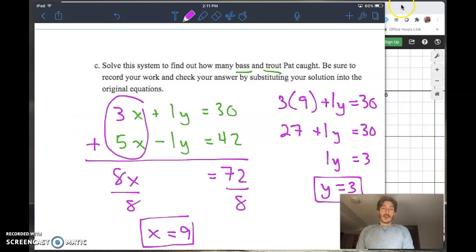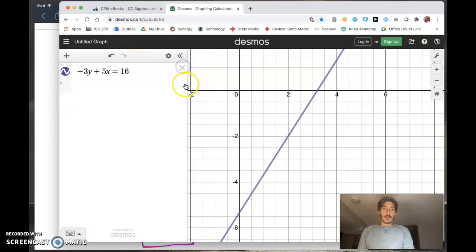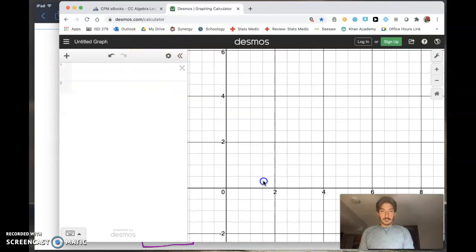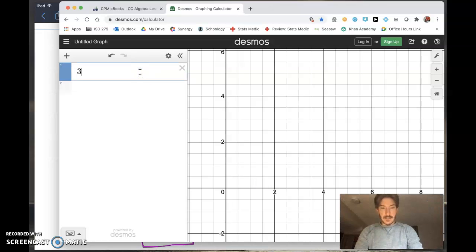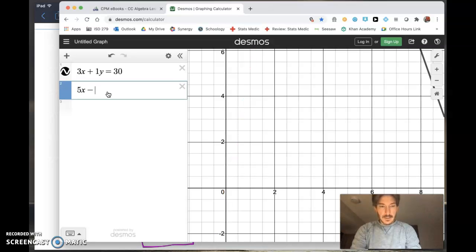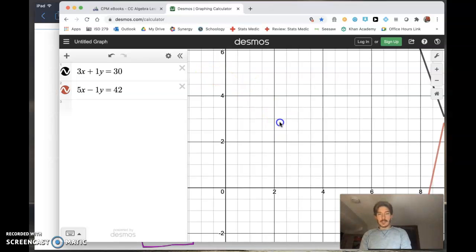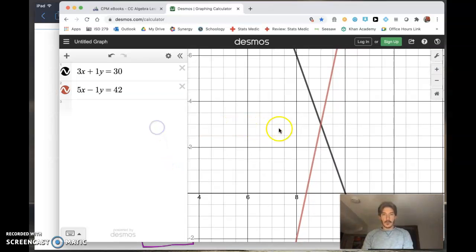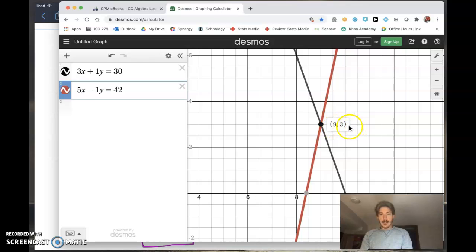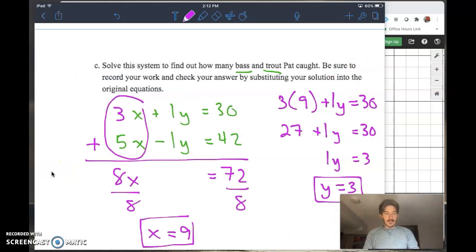However, another check option we have is Desmos. And I'm going to go ahead here. I'm going to clear my Desmos off, and I'm going to type this in: 3x plus 1y equals 30. I'm typing in exactly like I wrote it. And then I've got 5x minus 1y equals 42. Now, the thing I'm looking for, and I've got to adjust my screen, is that point of intersection. And there it is, folks. I can click, and Desmos brings it right up, and there it is. X is 9, y is 3, and you can even write your answer like that.